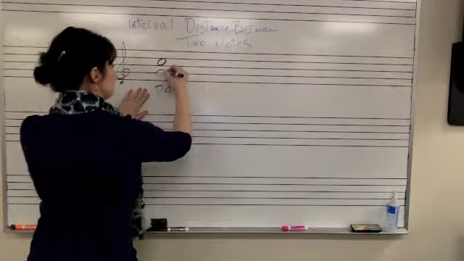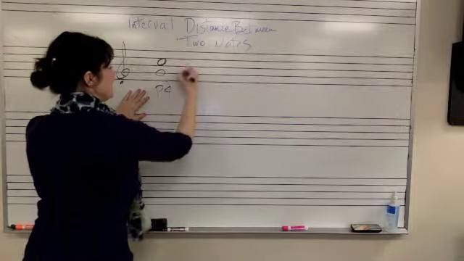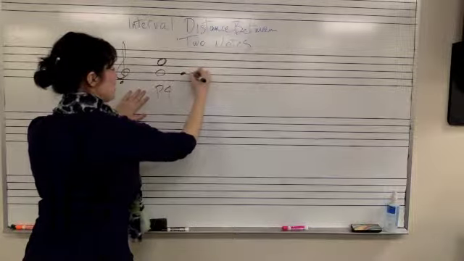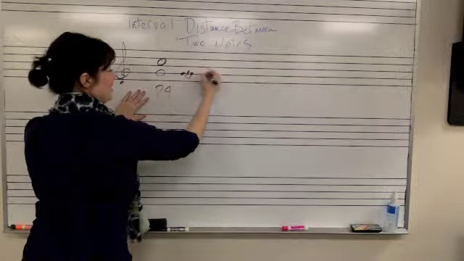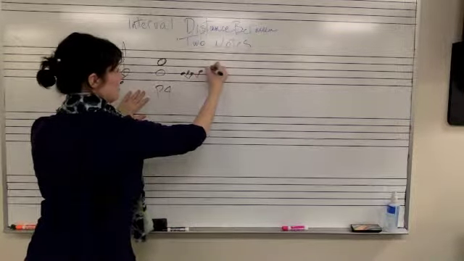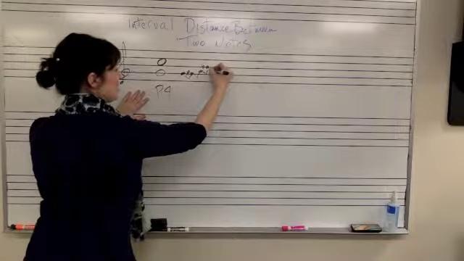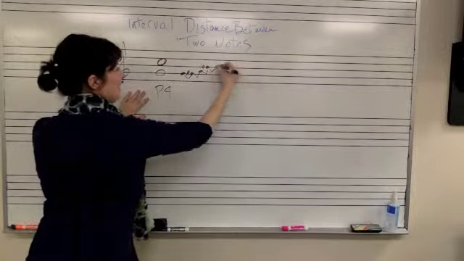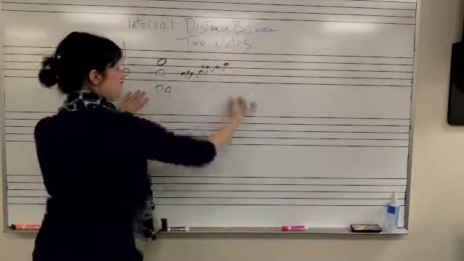So then what we do is we just count our half steps. So we've got G to A, G to G sharp. So that's 1 half step. G sharp to A, 2 half steps. A to B flat, 3 half steps. B flat to B natural, 4 half steps. And then B natural to C is 5 half steps.